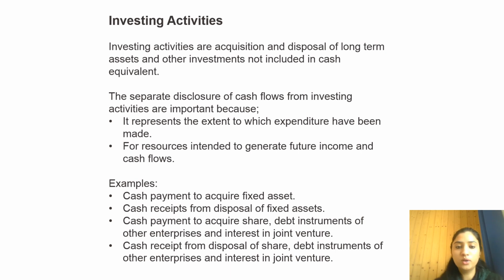What could be considered investing activities? Investing activities are the ones in which you have bought or sold a fixed asset. For example, a cash payment to acquire a fixed asset. A fixed asset could be a building or land, with resources intended to generate future income or cash flows. For example, you have bought a land and you are going to rent it and get cash from that fixed asset. That is called an investing cash flow activity.